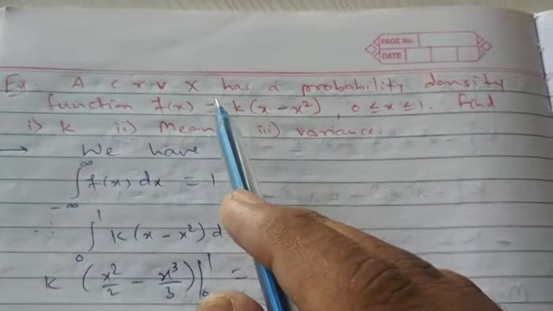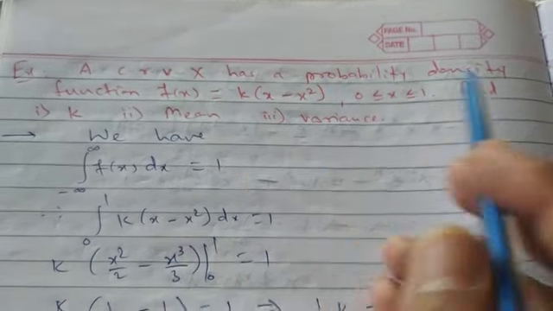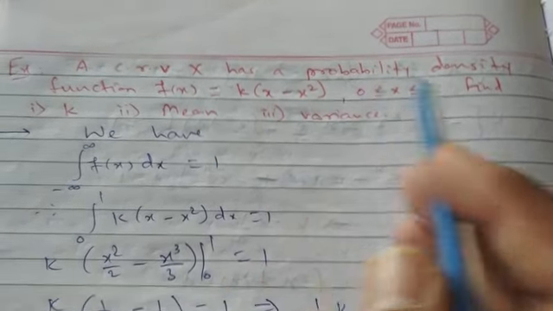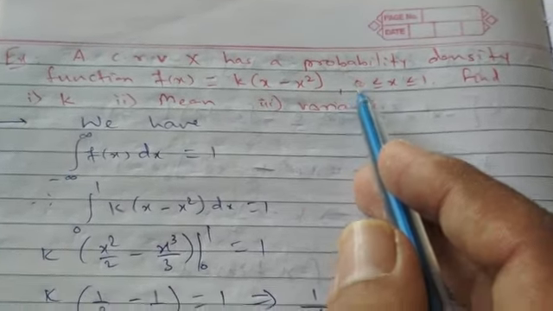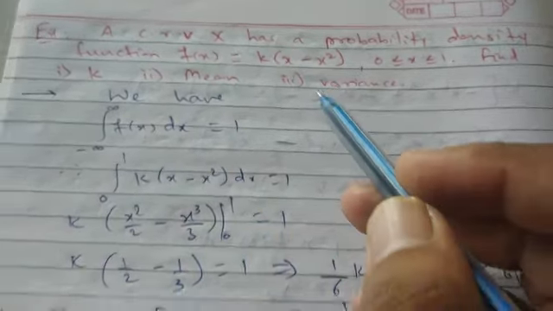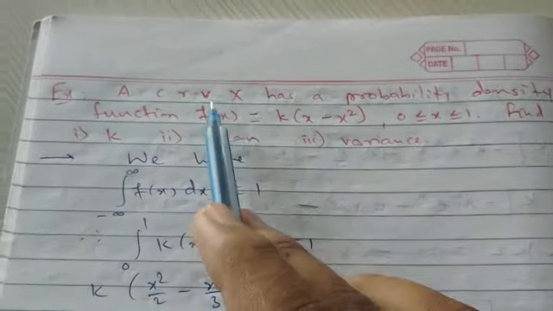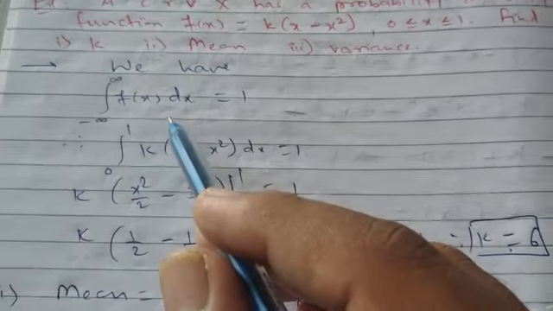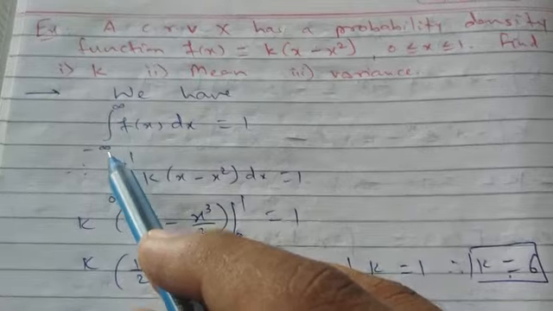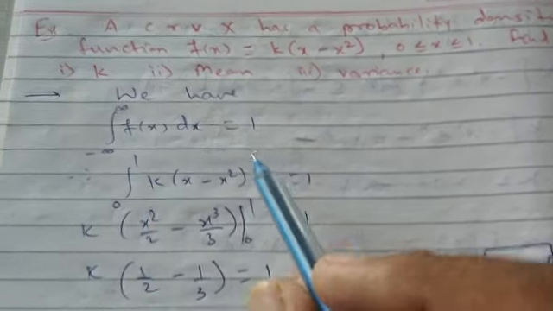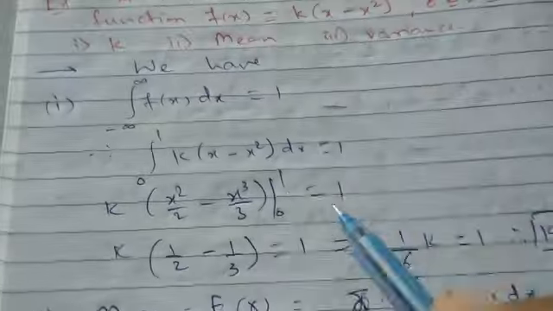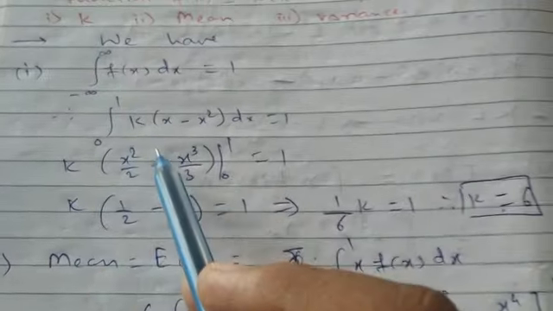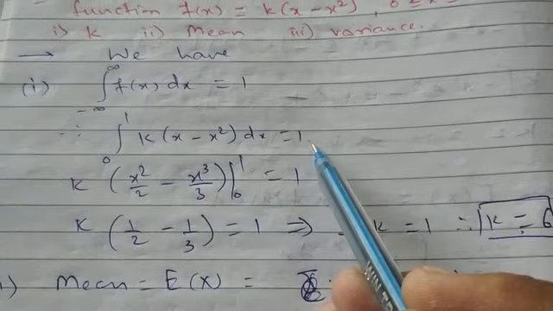The third example is a continuous random variable x has the probability density function f of x equal to k into x minus x square, where x lies between 0 and 1, and find k, mean and variance. So given x is a CRV with this PDF. By the property we know that integration from minus infinity to infinity of f of x dx equal to 1. But limits are defined only on 0 to 1. So we'll consider integral 0 to 1 of k into x minus x square dx equal to 1.